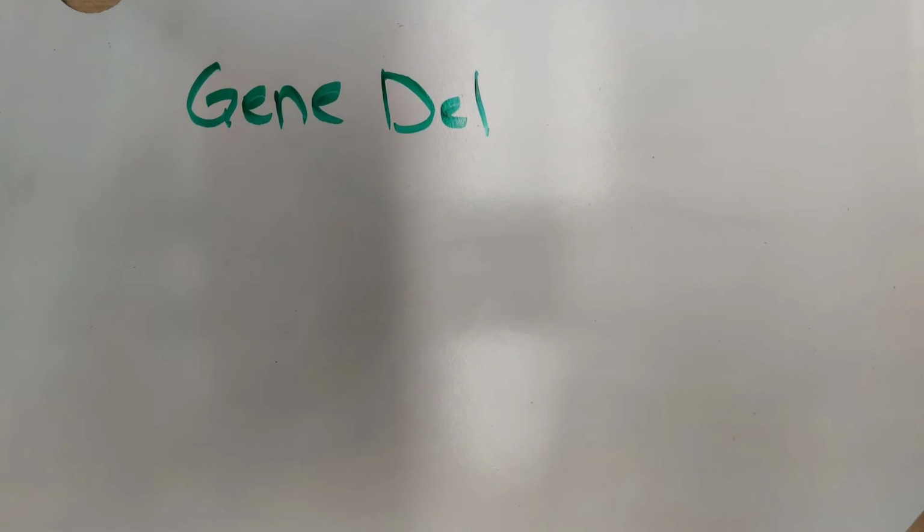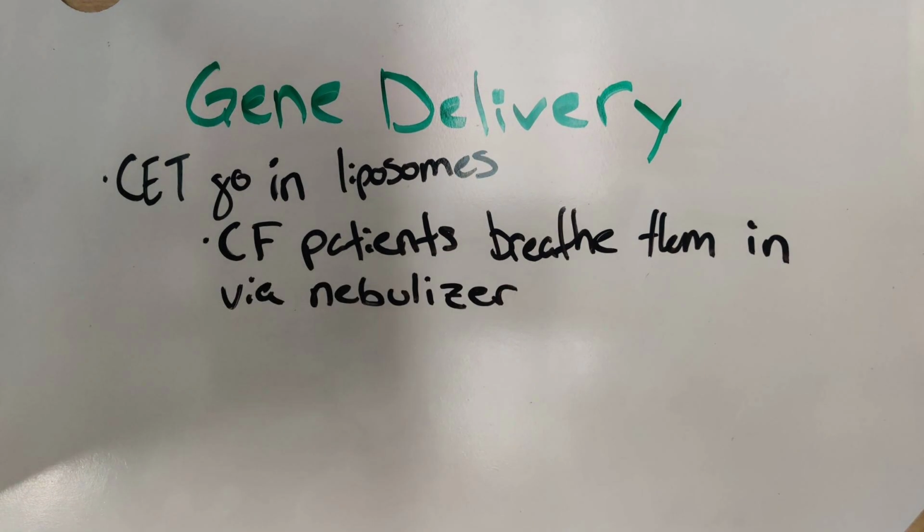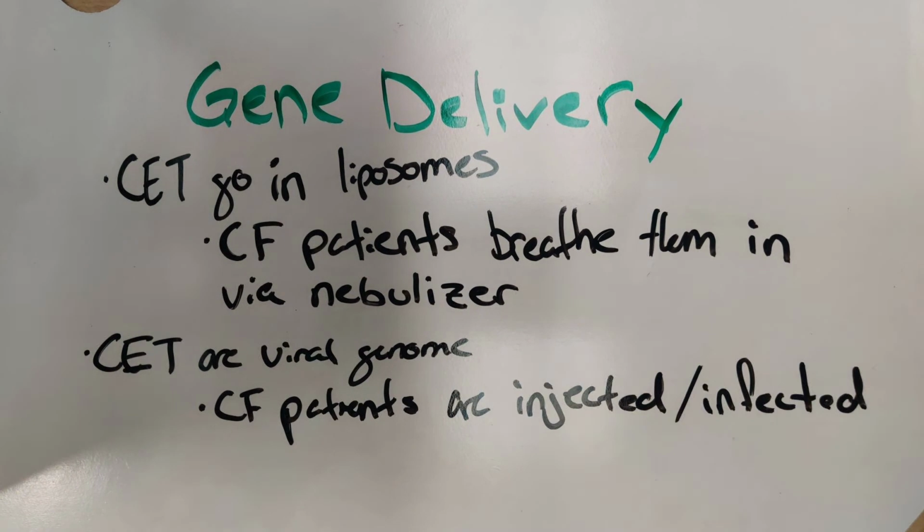There are a few ways, though, to deliver those gene editing tools inside the patient's body. Gene editing tools can go in liposomes, which CF patients then breathe in via a nebulizer. Gene editing tools can be made as a virus's genome. That means the Cas9 and CRISPR and all of that is the virus's genome. The cystic fibrosis patient is then infected with the virus, and the virus then inserts the DNA into the cells, where gene editing then takes place.